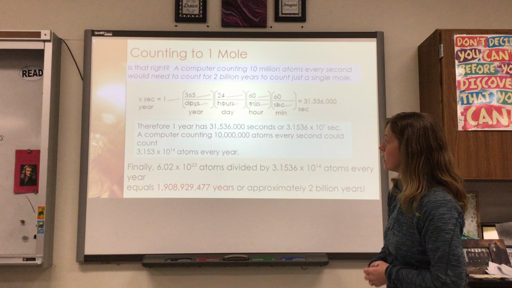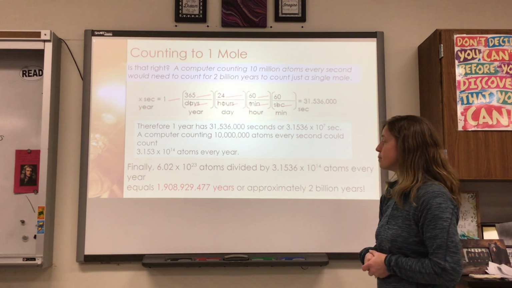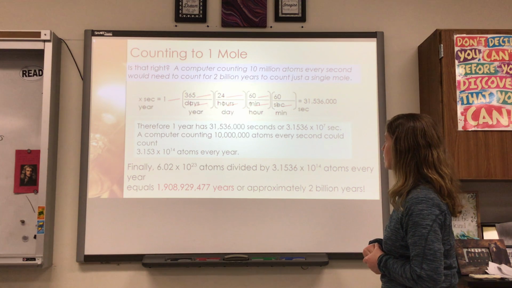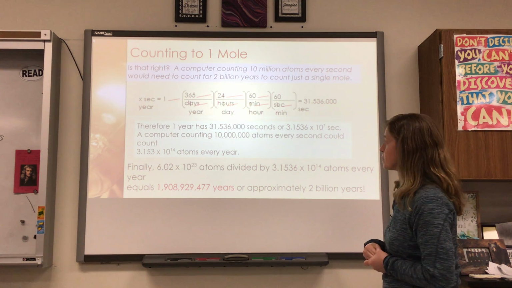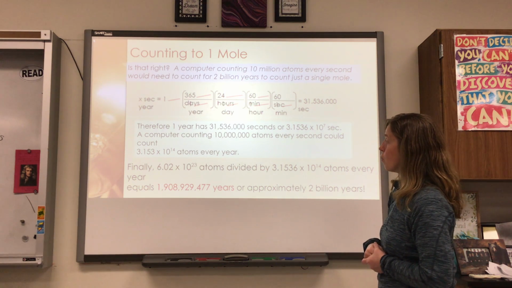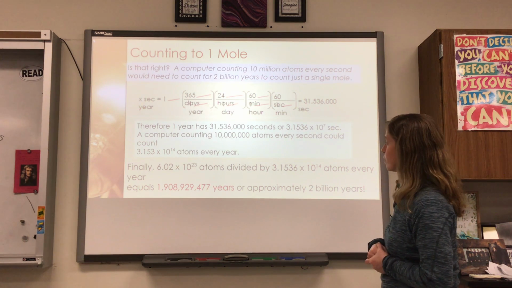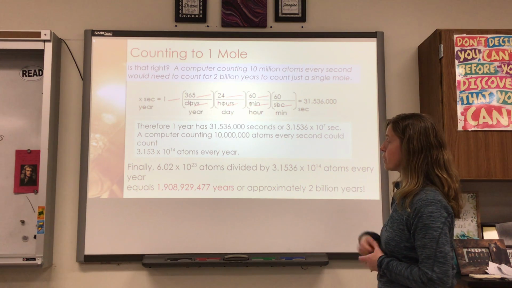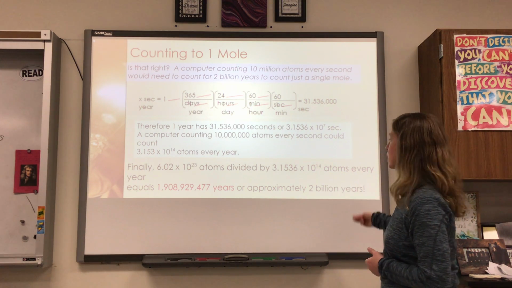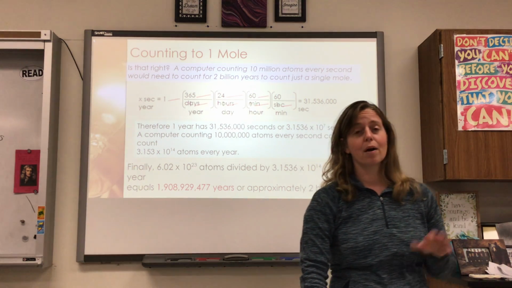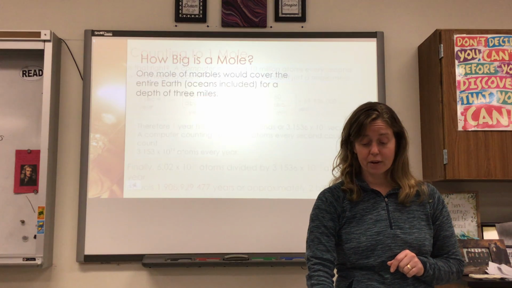So finally, 6.02 times 10 to the 23rd atoms divided by 3.1536 times 10 to the 14 atoms every year equals approximately 1.9 billion years, or approximately 2 billion years. Okay? I did not come up with that number. I just found it. But I find that very interesting.